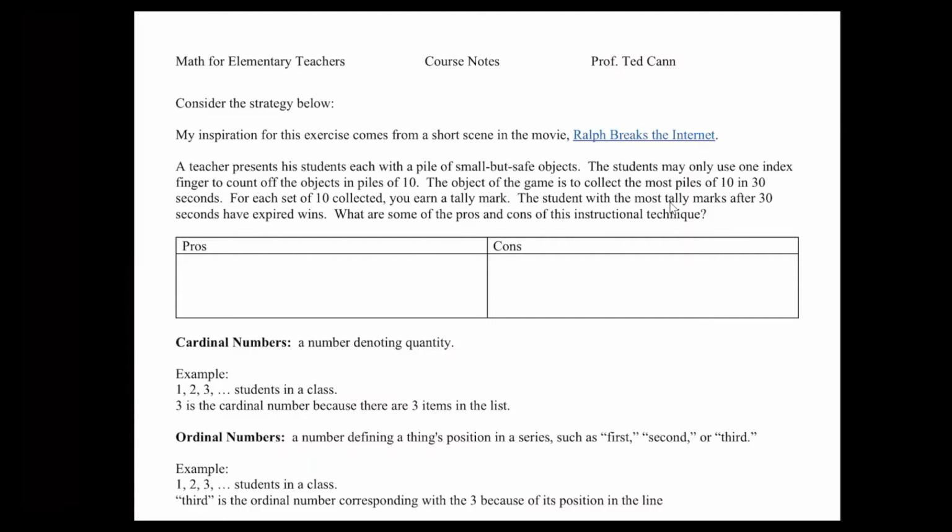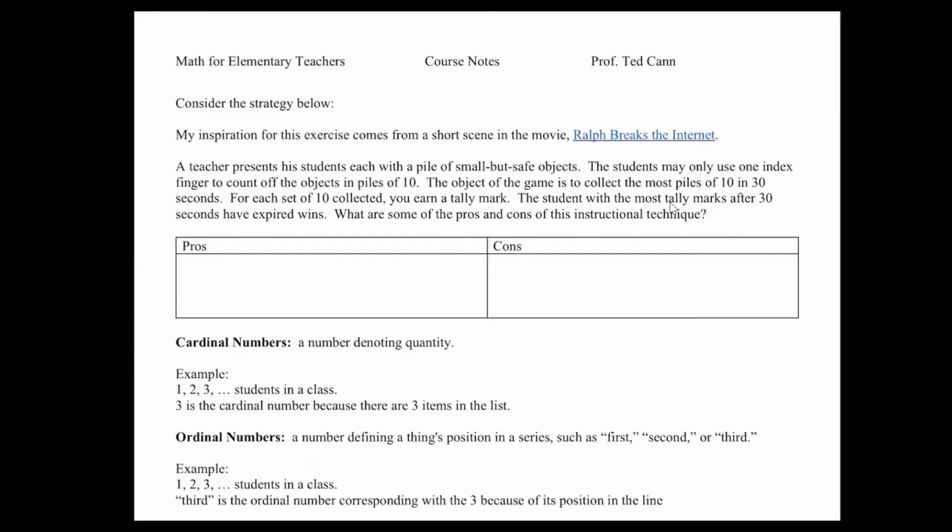Right? So the object of this game is to collect the most piles of 10 in 30 seconds. For each set of 10 collected, you earn a tally mark. The student with the most tally marks after 30 seconds have expired wins. What are some of the pros and cons of this instructional technique?